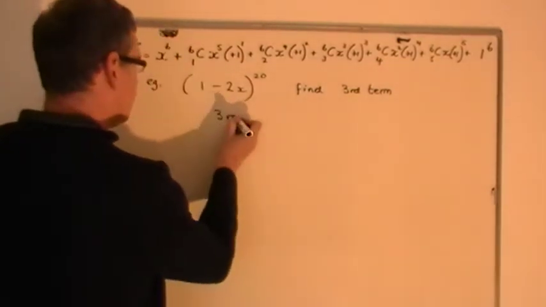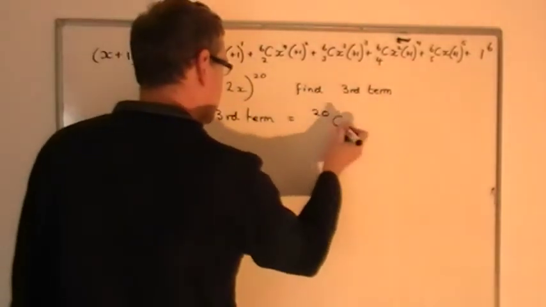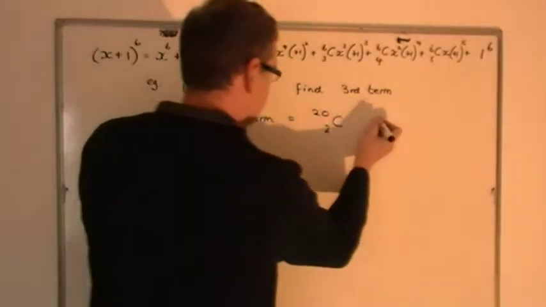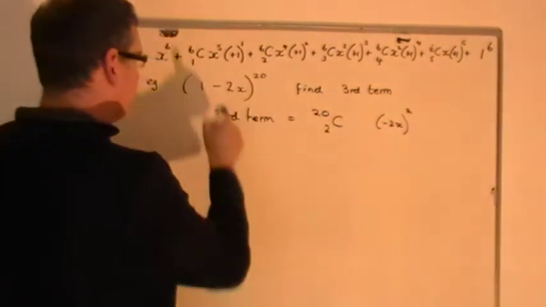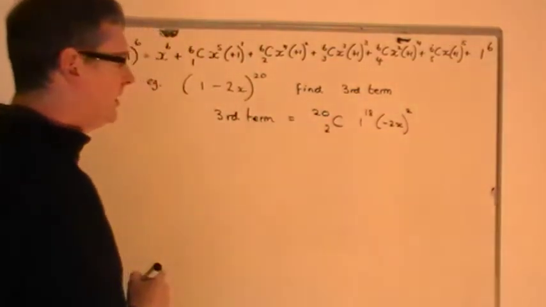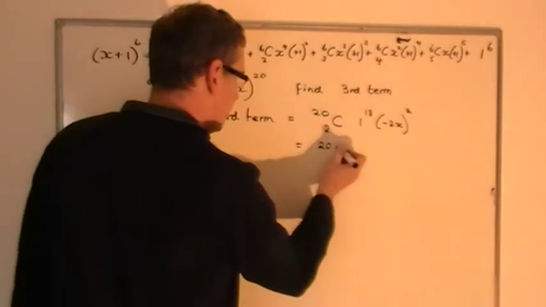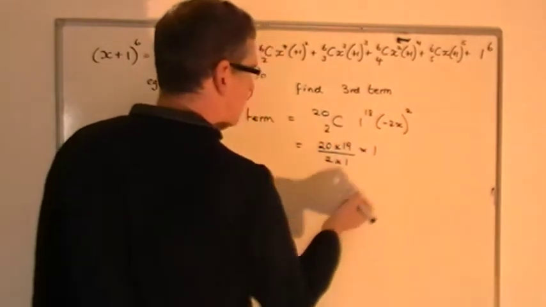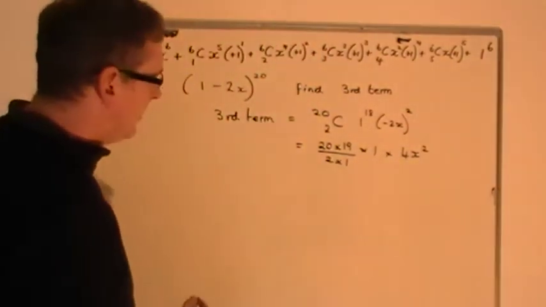The third term is going to be equal to, here we go. Because it's power 20, you're going to get 20 choose, and then third term means 20 choose 2. The second term is minus 2x, so minus 2x at the end is going to be the same as that power, 2. And then the first term, 1, is going to be to power 18, because 18 and 2 make 20. So that's the term that we're talking about. Let's just work it out. 20 choose 2 is 20 by 19 over 2 by 1. 1 to the 18 is just obviously 1, and then minus 2x, if you square it, you get plus 4x squared.